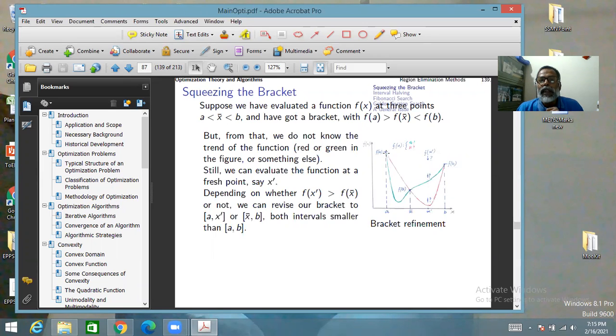So this is FA, this is Fx bar, and this is FB. So between A and B, there is a minimum point. We know that because we have the mid dip between the two extreme points. But whether the minimum is on this side, as the green curve shows, or on this side, as the red curve shows, we don't know.